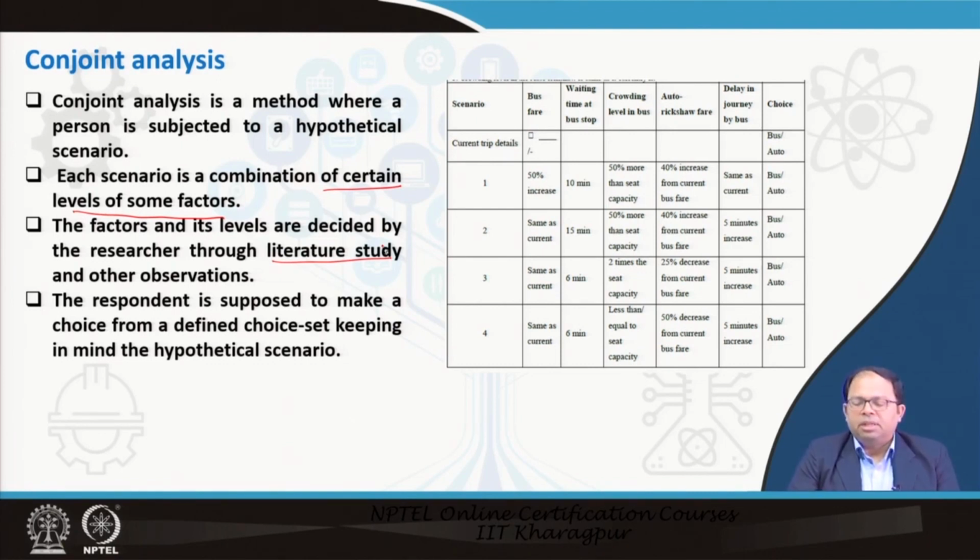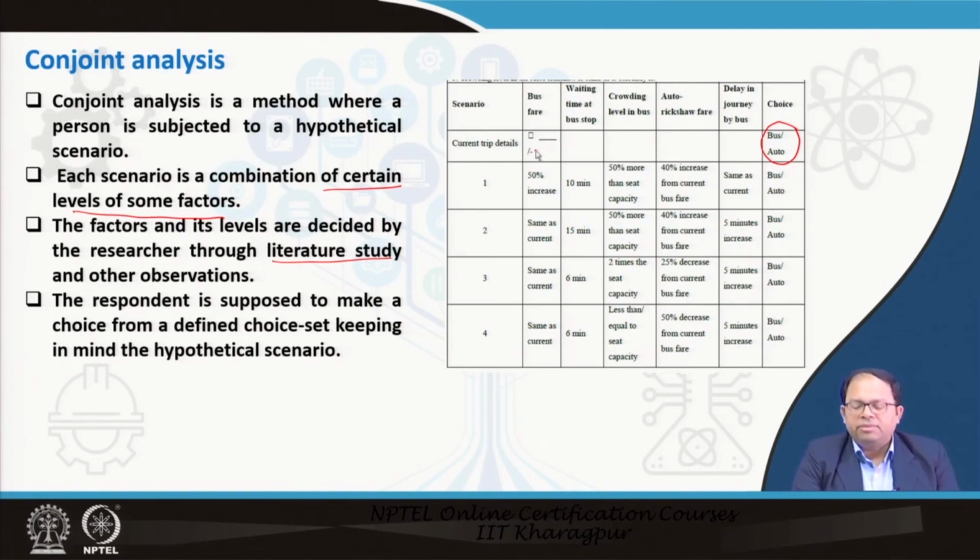Now coming to this example, this is a scenario where we are asking people to state their preference about the choice of either bus or auto rickshaw. So over here in the first step, the parameters that we are using are bus fare, waiting time at bus stop, crowding level in bus, auto rickshaw fare, and delay in journey by bus. So these are the different parameters based on which we are determining the choice. In addition to these parameters, there could be socioeconomic variables, trip characteristics, and other things which could also influence the choice. But these are the levels which vary.